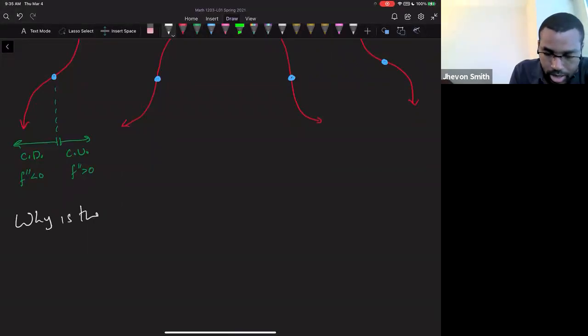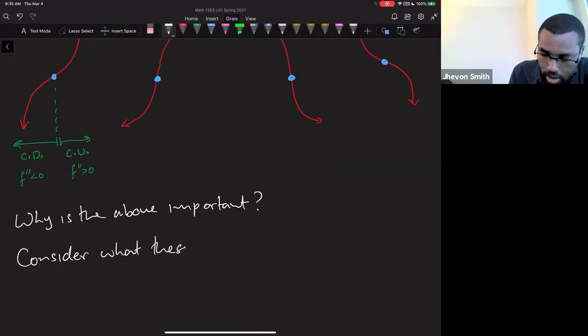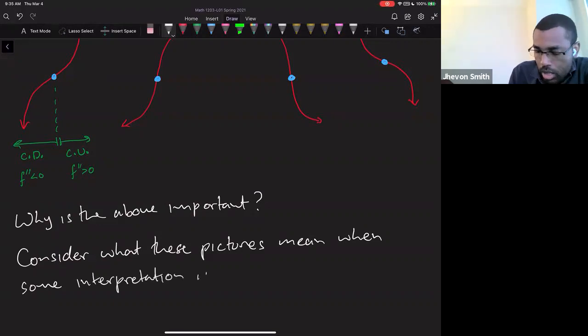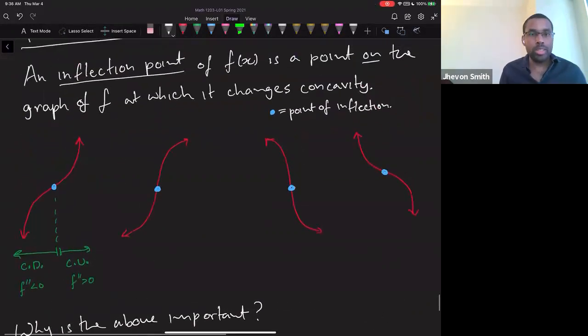Now, why is the above important? Well, consider what these pictures mean when some interpretation is given to our variables. So let's talk about some stuff, which I'm just going to verbally say here.